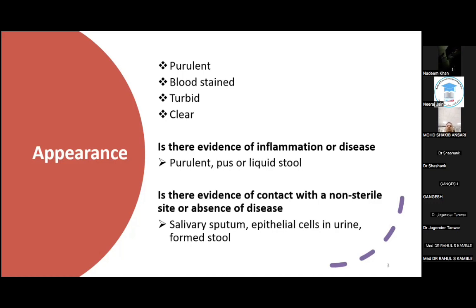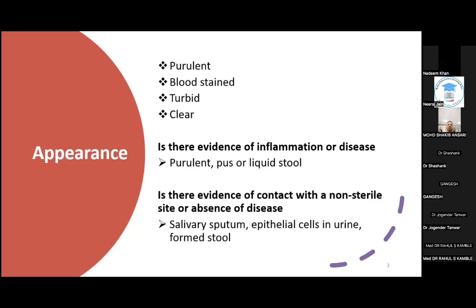To start with, the first thing that we get to see is about the appearance. Regarding the appearance, it could be purulent or blood stained or turbid or clear. So from the microbiology report, the first thing we have to do is to see whether there is a true infection or there is an inflammation or colonization or a contamination.